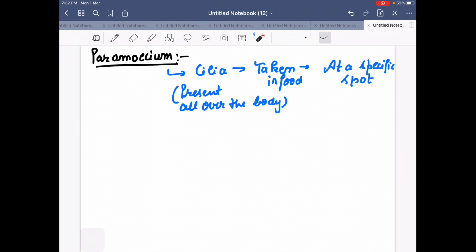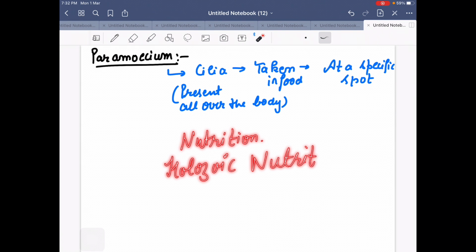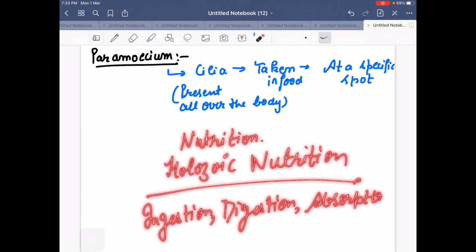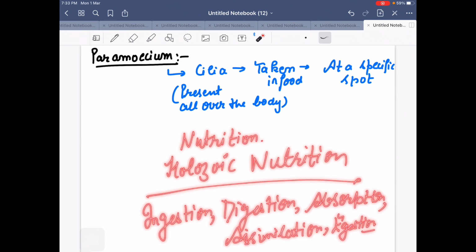In my next revision lecture I'm going to start with nutrition in human beings, or you can say I'm going to start with holozoic nutrition. In holozoic nutrition we are going to talk about ingestion, digestion, absorption, assimilation and egestion, as well as questions, right? So this is the easiest part. After this we are going to start moving to the slightly more complex part.